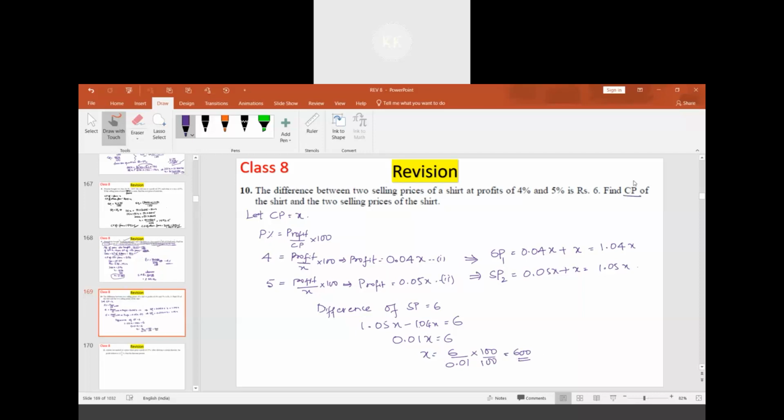The first part is done. In the second part, the two selling prices of the shirts. So selling price of the first shirt is 1.04 multiplied by 600, which is 624. Correct, sir. 624 is right. Selling price of the second will be 1.05 multiplied by 600. This will be 630. You observe the selling prices have to be more than the cost price.